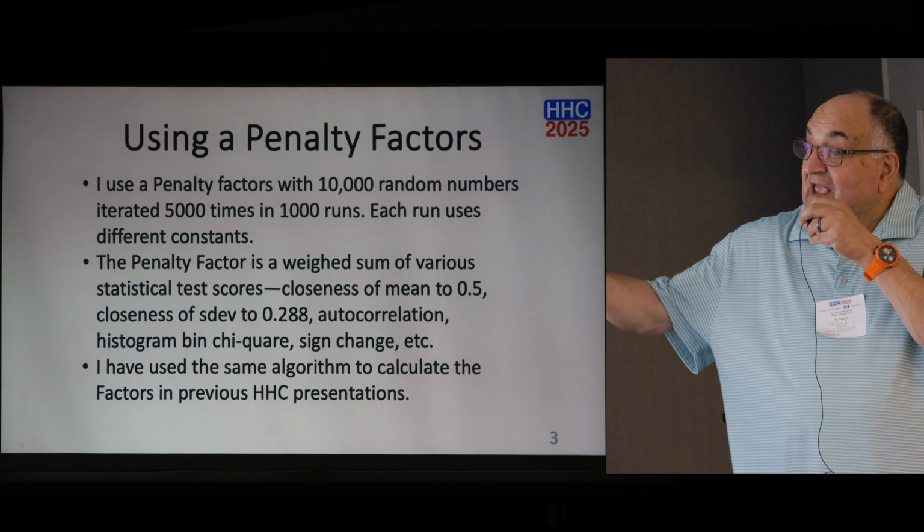Now the famous random times 997 fraction, that scores about 148. I've presented that in previous talks. So that's my standard: anything below 148.